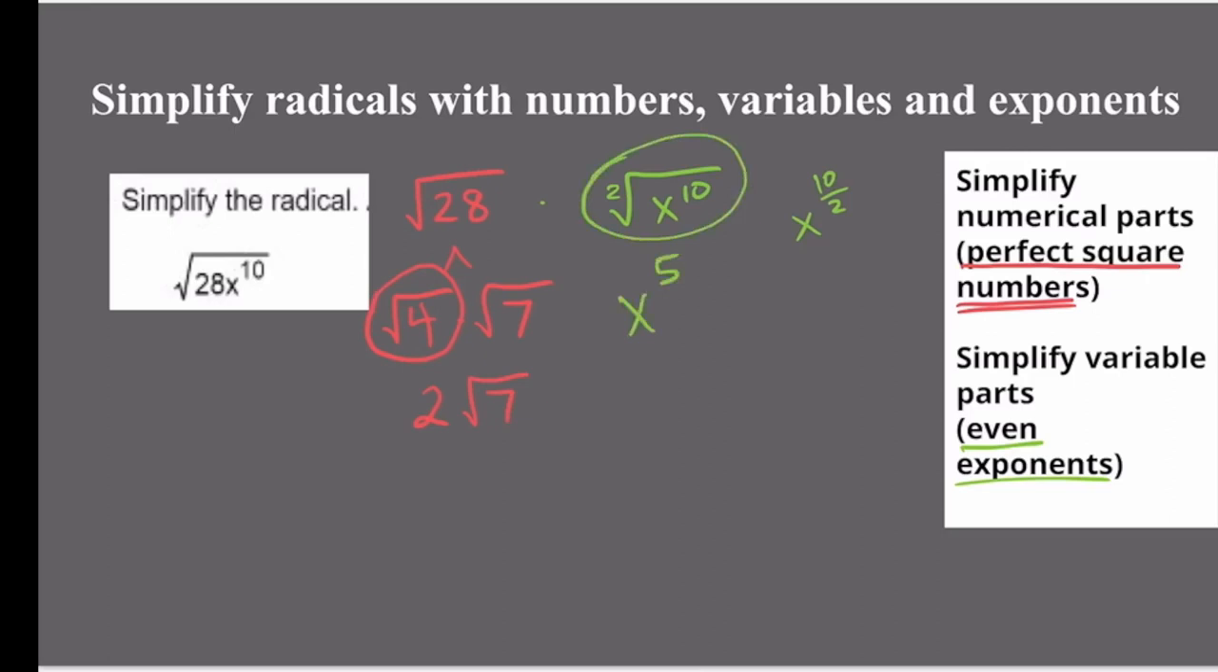So my answer is a combination of both of these. They're being multiplied, because that's how I took it from the problem. So 2x to the 5th all goes outside in front of the radical, and then I have radical 7. So my answer would be 2x to the 5th times radical 7.